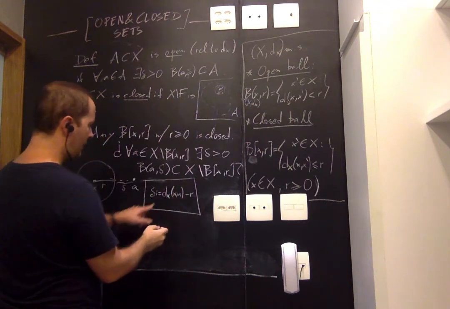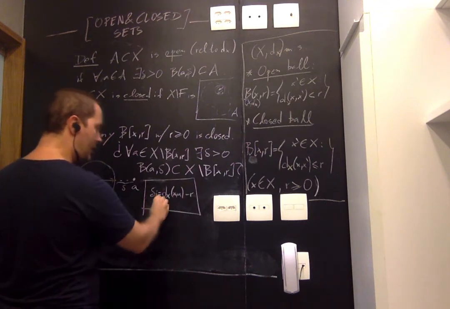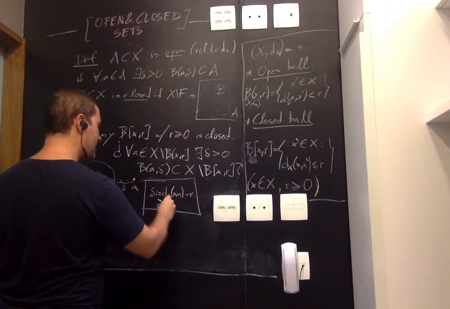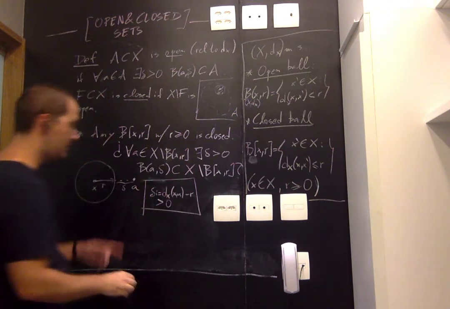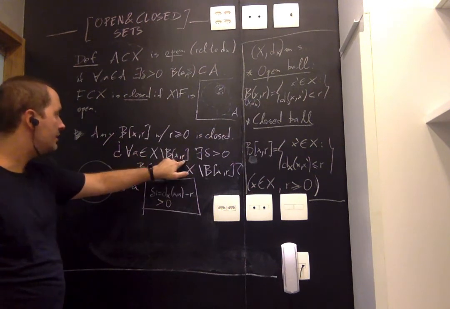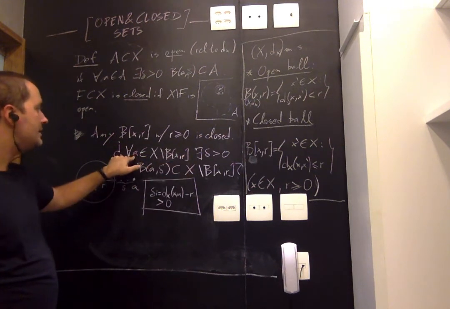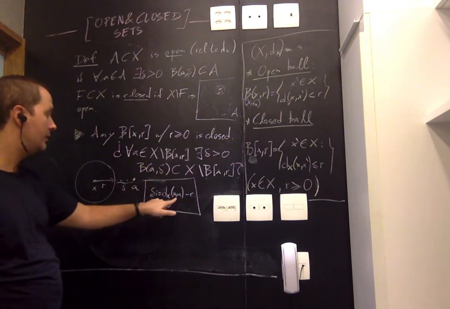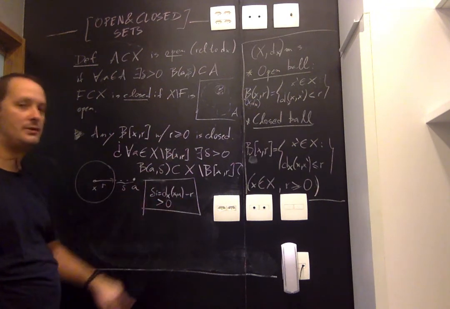Before, we had another delta. This delta makes sense because I know it's nonnegative. It's actually positive. And why is that? Well, if A is not in the closed ball, it means that the distance from X to A has to be bigger than R. So this minus this has to be positive.